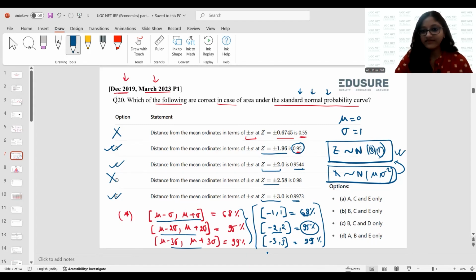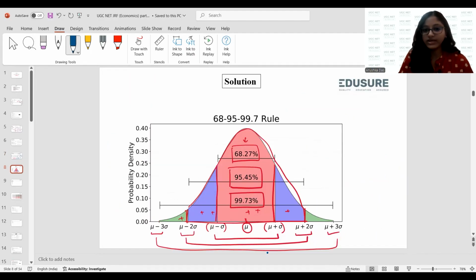You have to remember these three figures. So what will be the right answers? B, C, and E. So B, C, E will be the right answers for this particular question, right? This is how you solve this. You can again take a screenshot. You have to remember this. You can write it also in your notes that this is how it works, right?